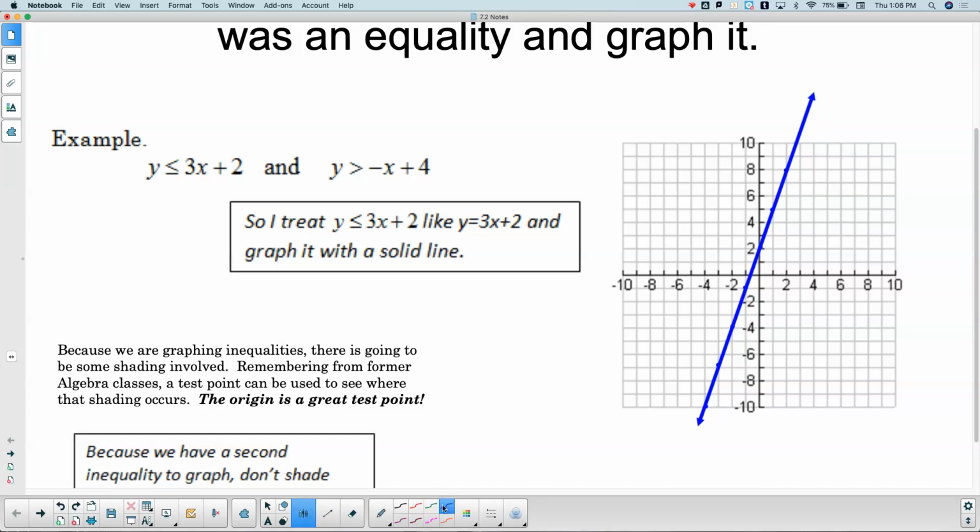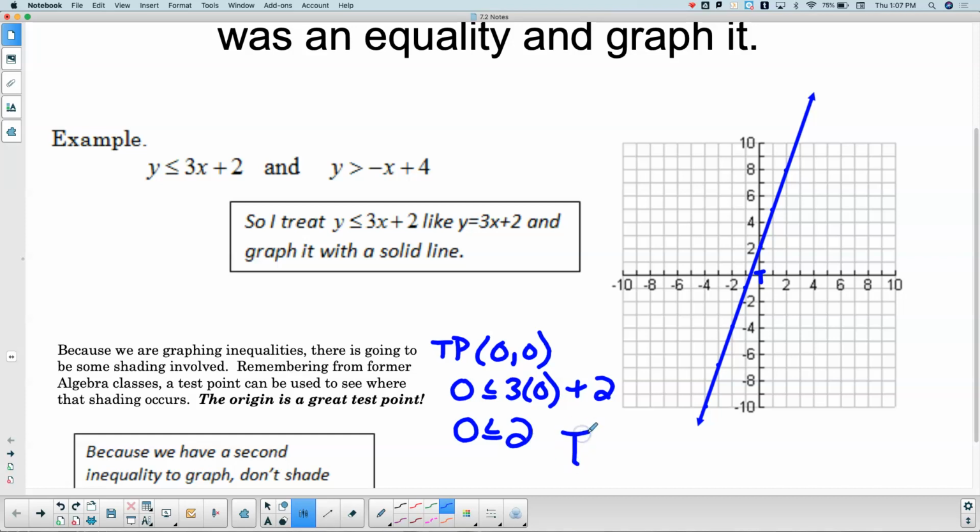And then I use a test point. So for instance, if I didn't go through the origin, that's the easiest of the test points to try. But if my line goes through the origin, I can't use it. So I plug 0 back into my original inequality for y and for x. 3 times 0 is 0, plus 2 is 2, 0 less than or equal to 2. Is that a true or a false statement? It's a true statement.